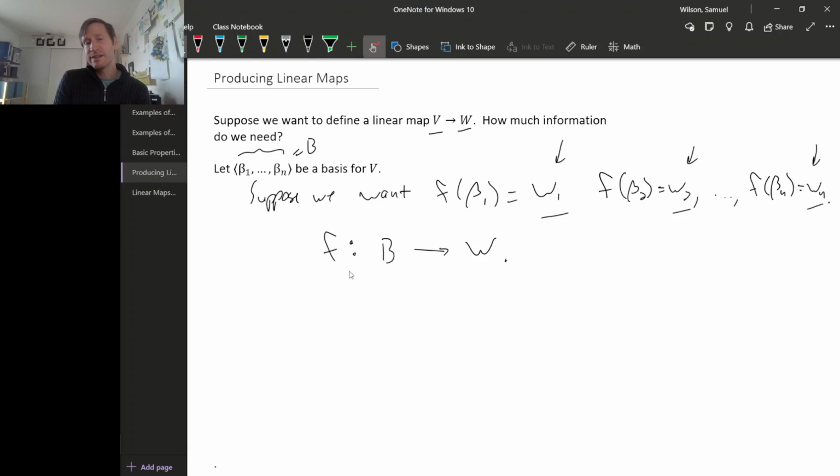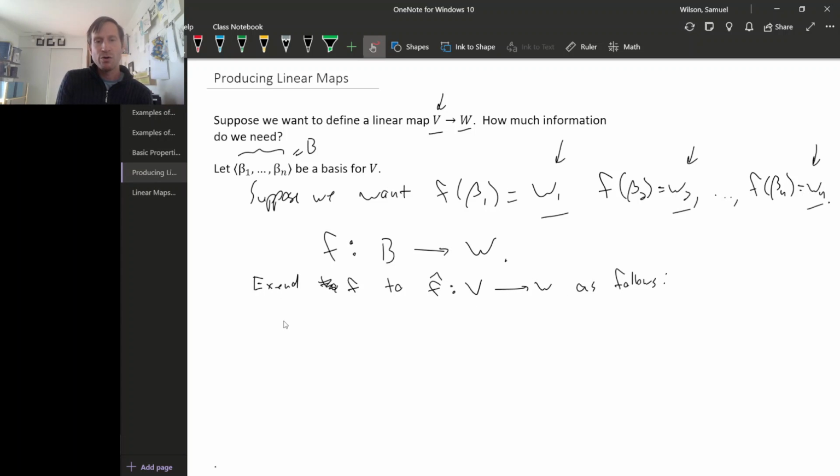The idea here is that since we know what happens to a basis, and since every vector in V we can write uniquely as a linear combination of the basis vectors, insisting that our function preserve structure will tell us what the result is for any vector. So the idea is we can extend f to, I'll call it f hat. We're extending it so that its domain, instead of just the basis, will be all of V, as follows.